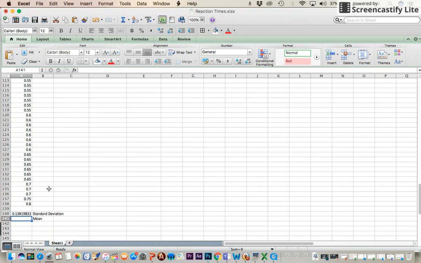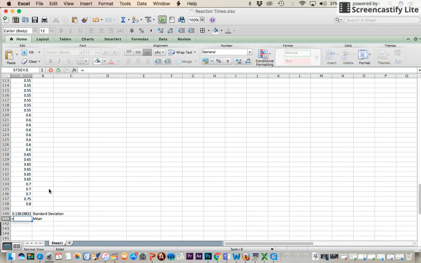Okay, so my standard deviation is 0.138. And just think about, does that make sense? That there's a standard deviation of 0.14 seconds roughly. That does make sense. Okay, next thing we're going to do is do the mean, which the computer uses average.